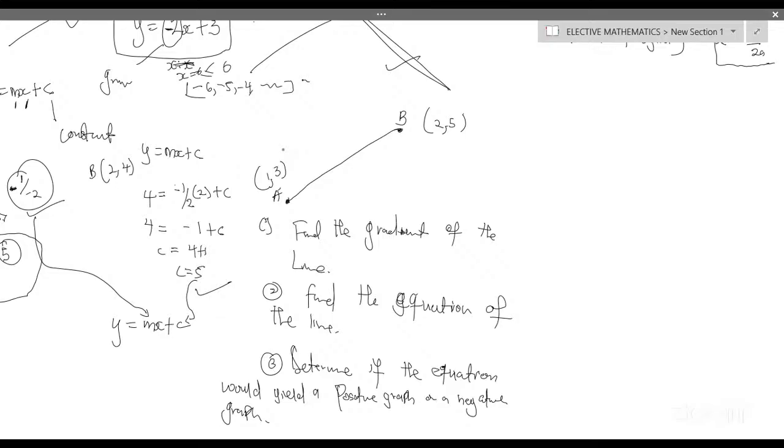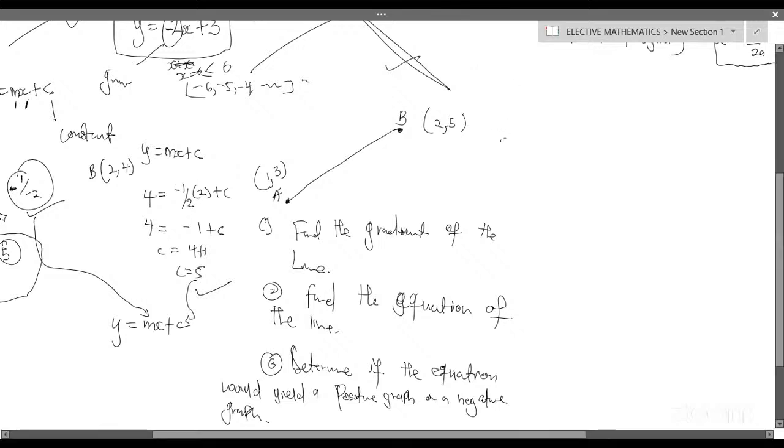So I always tell you that there's a slight difference between an equation and a function. Let me explain the difference between a function and an equation. So if you have this ax plus b, then you have y is equal to mx plus c.